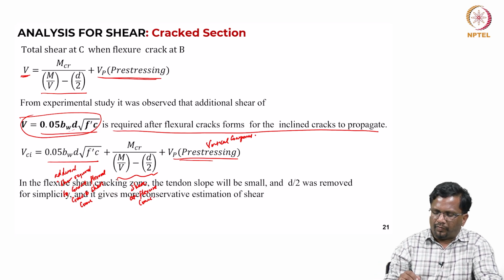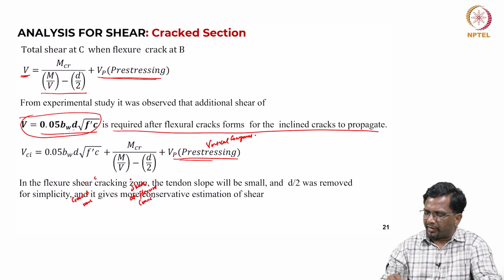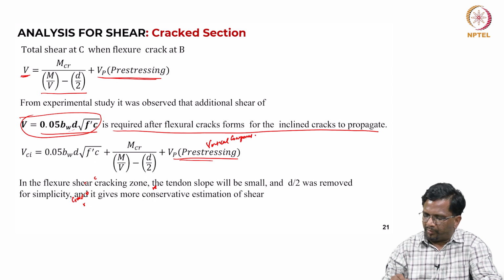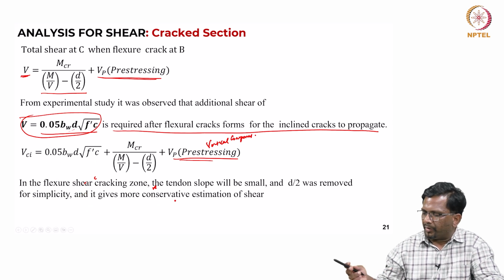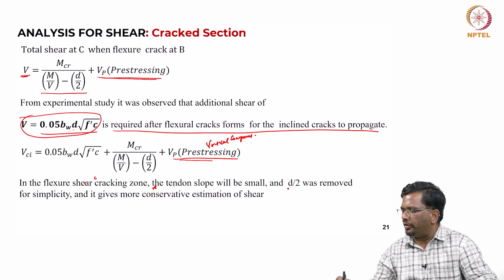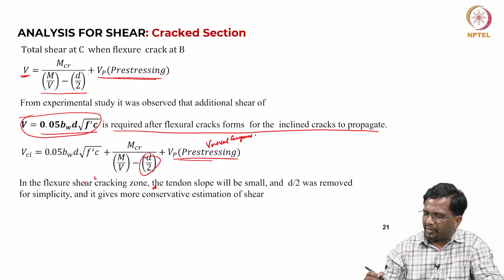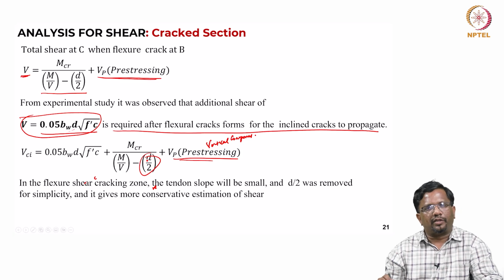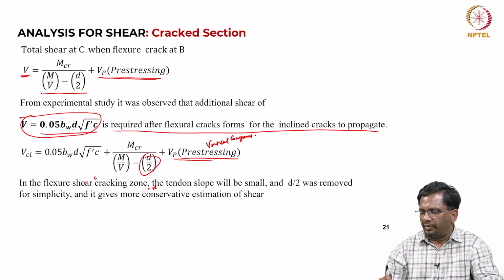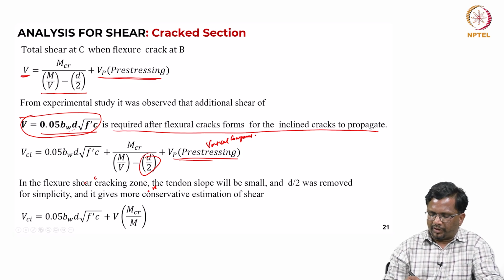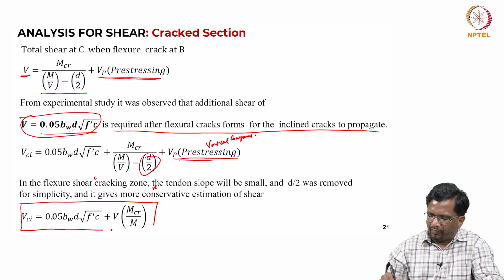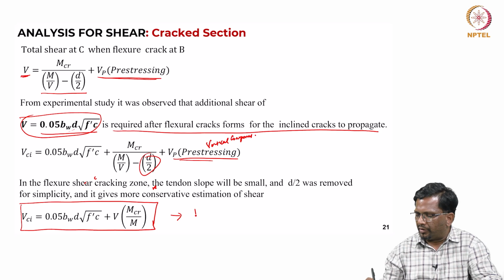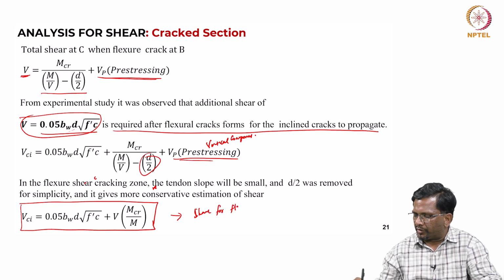So, we can say that in the flexure shear cracking zone, the tendon slope will be small typically, and the d by 2 in this case can be removed for simplicity, so that we can find a conservative estimation for the shear. If you see that, that is how we end up with this expression. This is the shear for flexure shear.